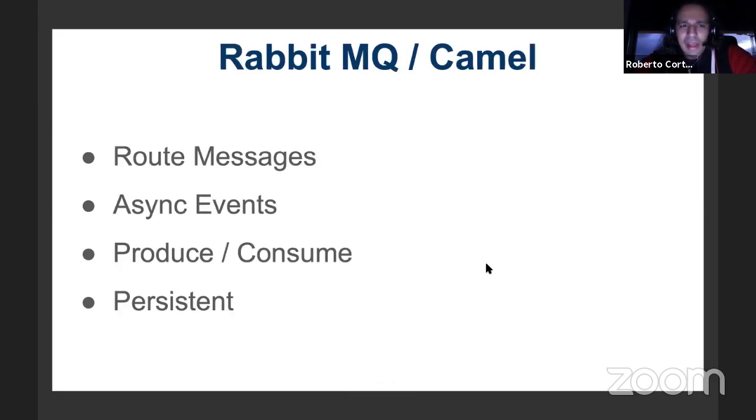Then RabbitMQ and Camel, we're going to use it to route messages from side to side. All of these are going to be asynchronous events. Those are going to be produced and then consumed by each microservice. And we're also going to persist them in RabbitMQ. So if for some reason the listening microservices are not up, they'll just be persisted on RabbitMQ, and when a service comes up, we'll just pick that up again, and they'll process what needs to be processed without losing any information or data.